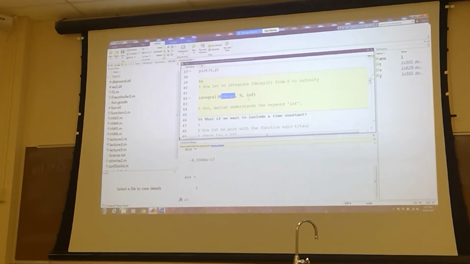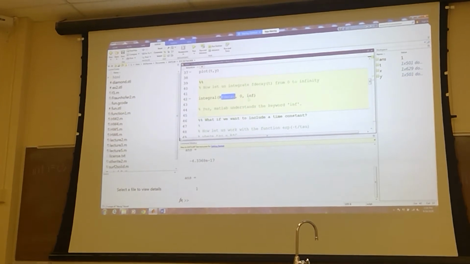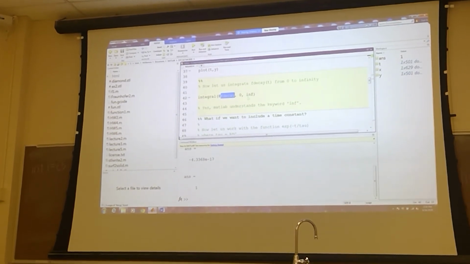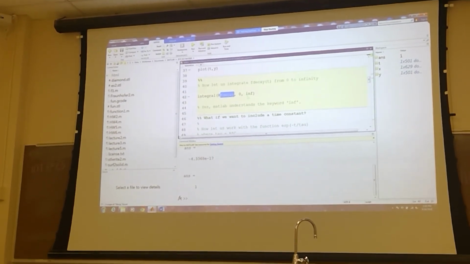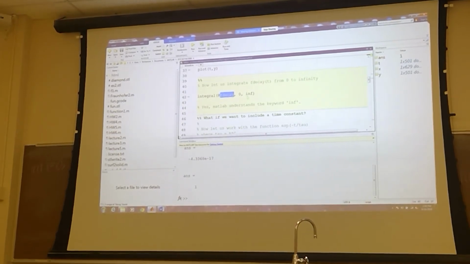Pretty nice that MATLAB does that. The other way, if MATLAB couldn't handle it, is we would have written a big number in, right? Such that it converges on that number. And I'll bet internally that's what MATLAB does, right? But we don't have to figure it out.